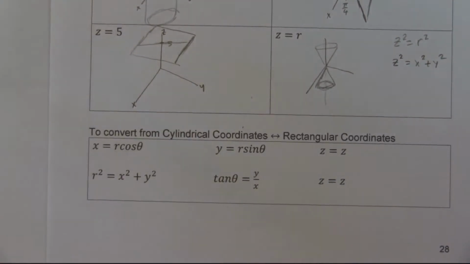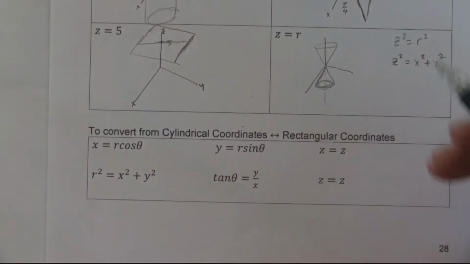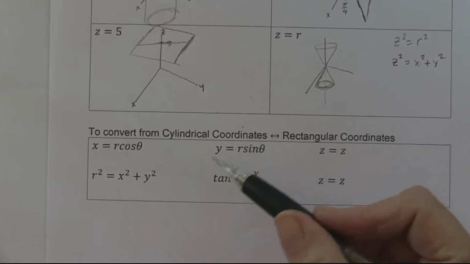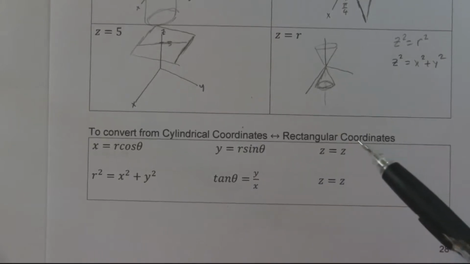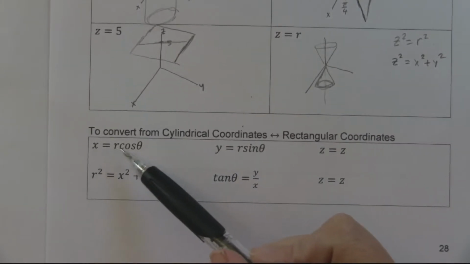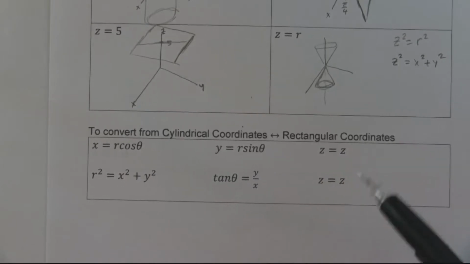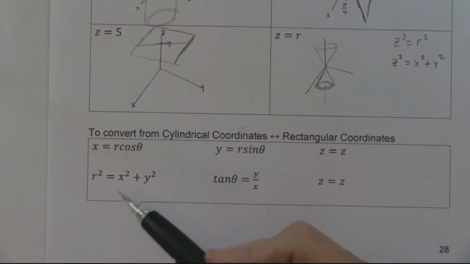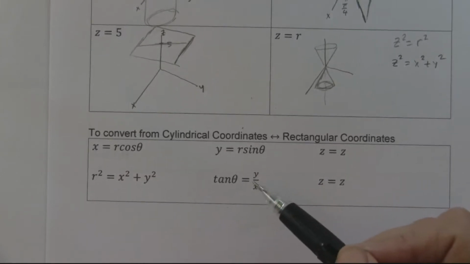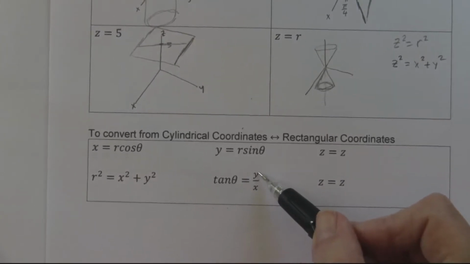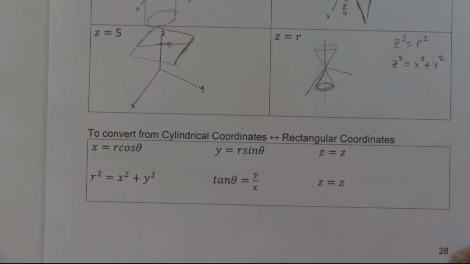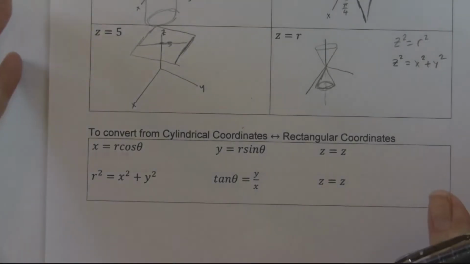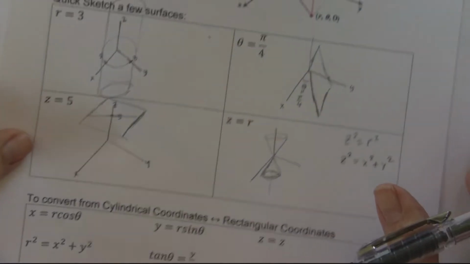Anyway, cylindrical coordinates are kind of nice. You don't have to be able to graph any of these things in order to do the calculus with them. When you're converting back and forth between cylindrical coordinates and rectangular coordinates, x equals r cosine theta, y equals r sine theta, and z just equals z. And r squared equals x squared plus y squared, tangent of theta equals y over x. So this is just like polar, and z equals z. And so that's kind of nice. We're going to try an example here.